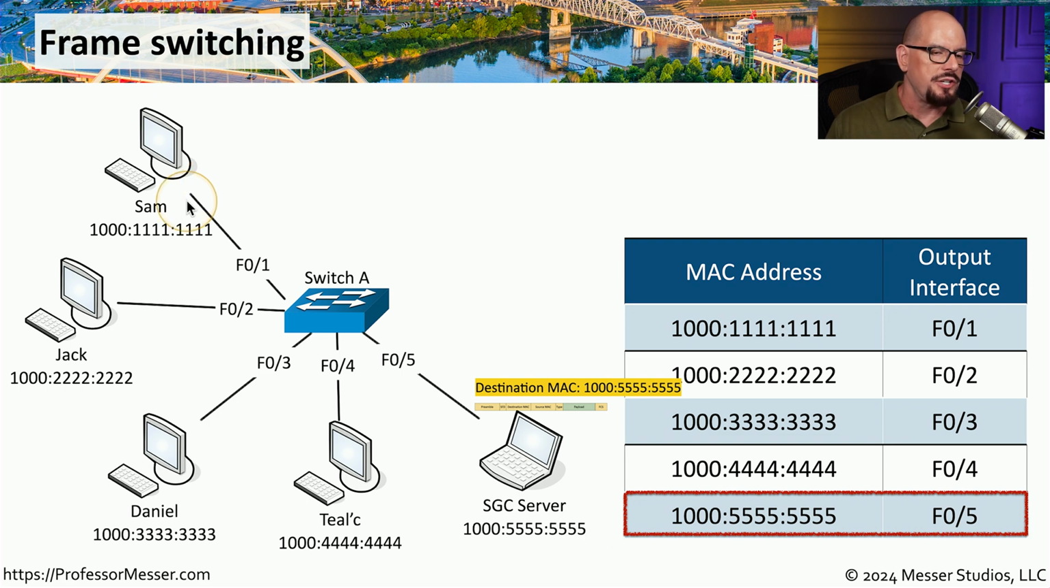Notice that the conversation was direct between Sam and the SGC server. Although there are 3 other devices that are connected to this switch, that frame was not sent to any of those devices because the switch is able to direct that traffic based on the destination MAC address.